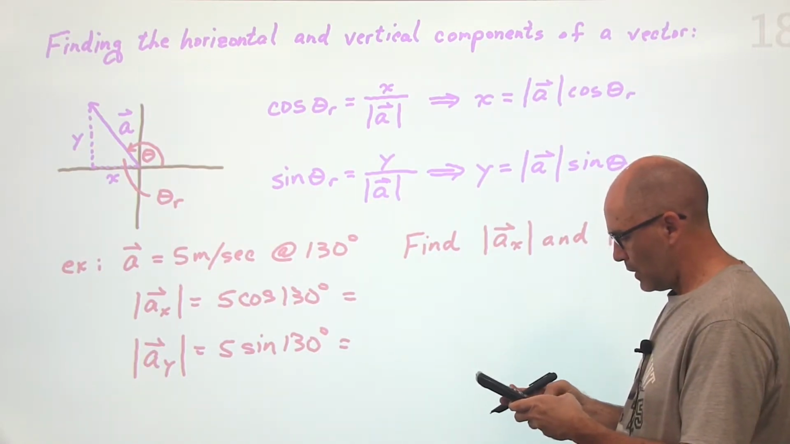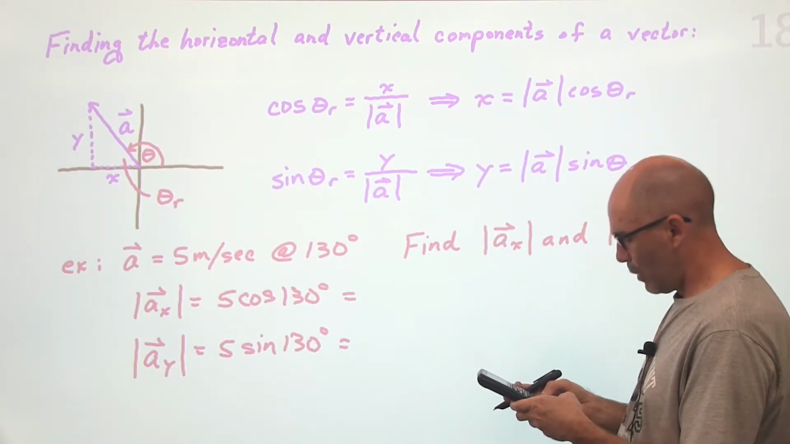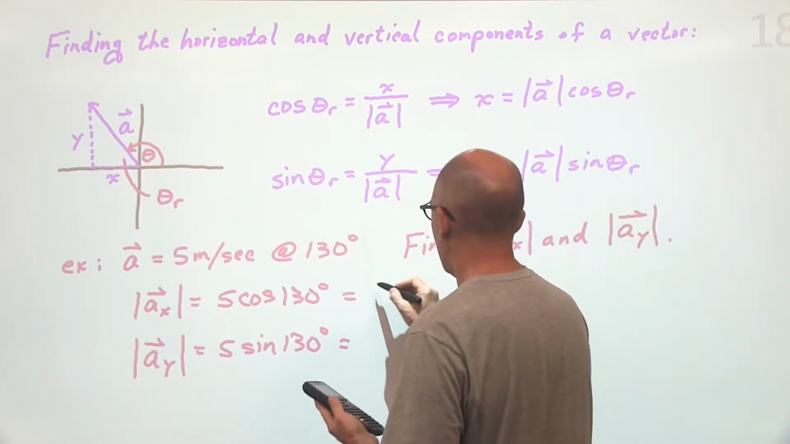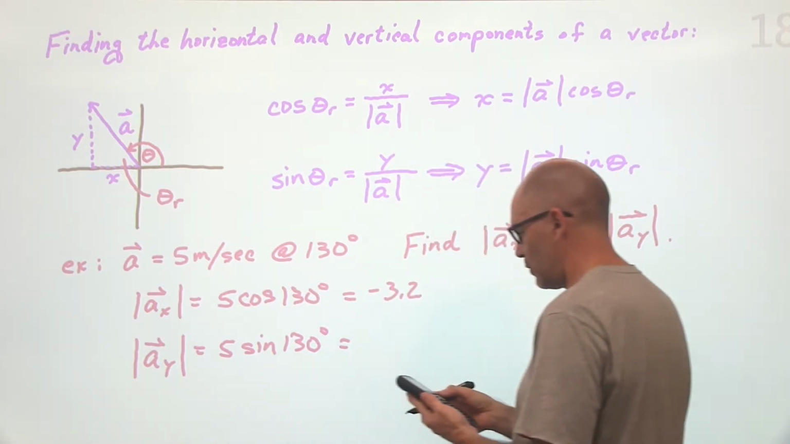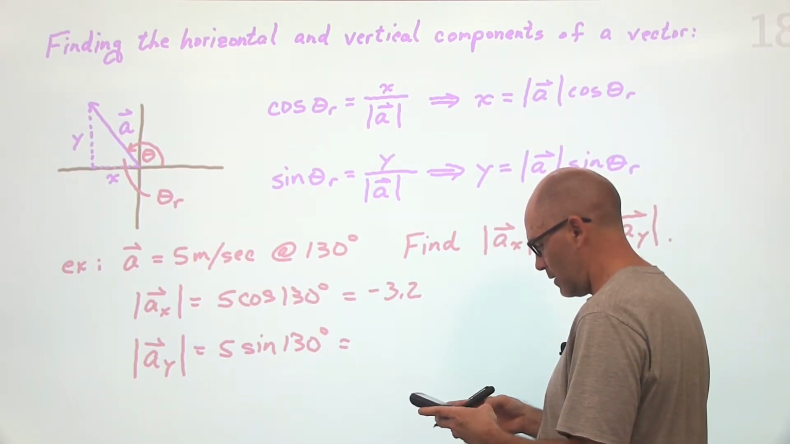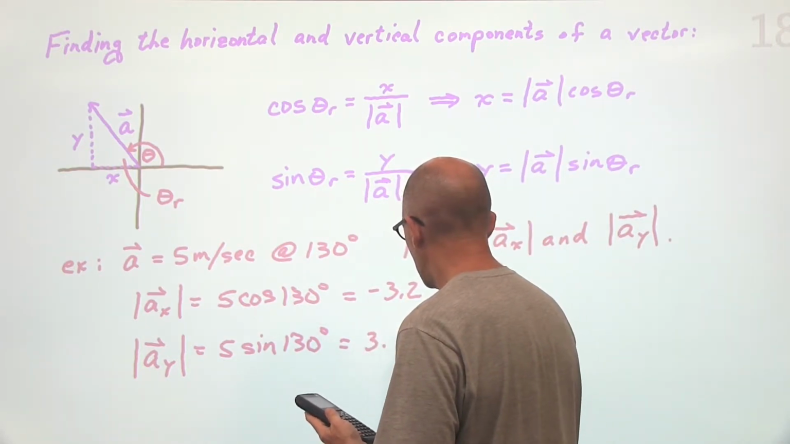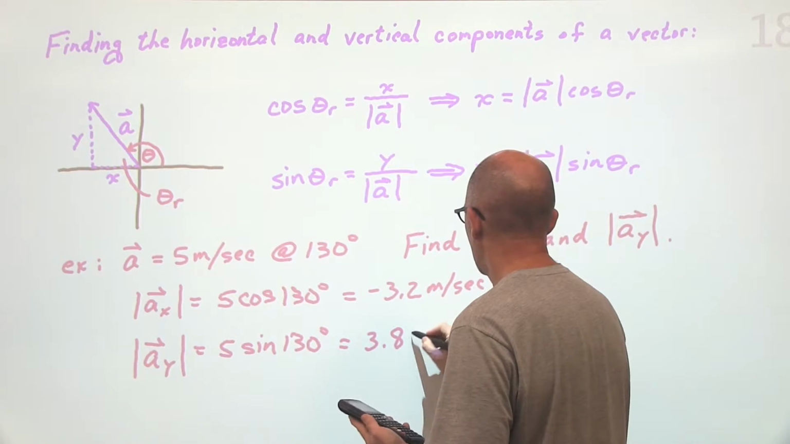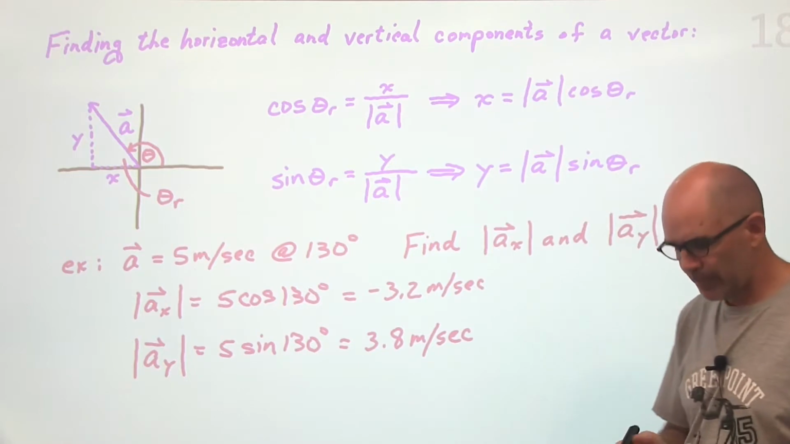And so cosine of 130 is negative 0.64278. And then we multiply that by 5, and we end up with negative 3.21. And I'll just make it negative 3.2. And then 5 sine of 130 is 3.83. Oh, and this is meters per second, because the vector is a velocity vector.